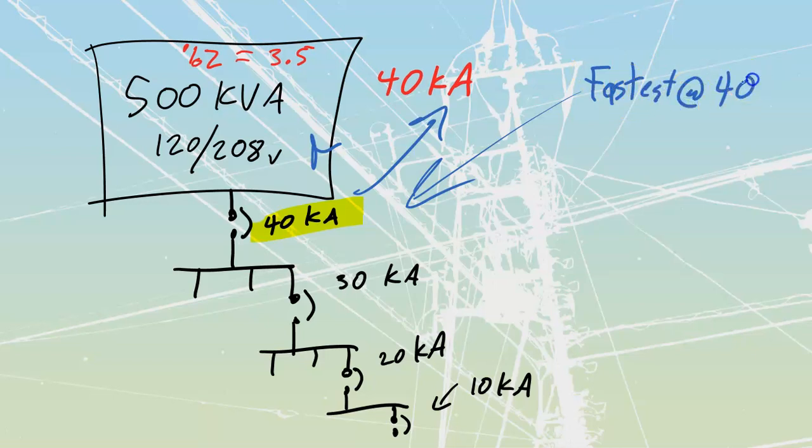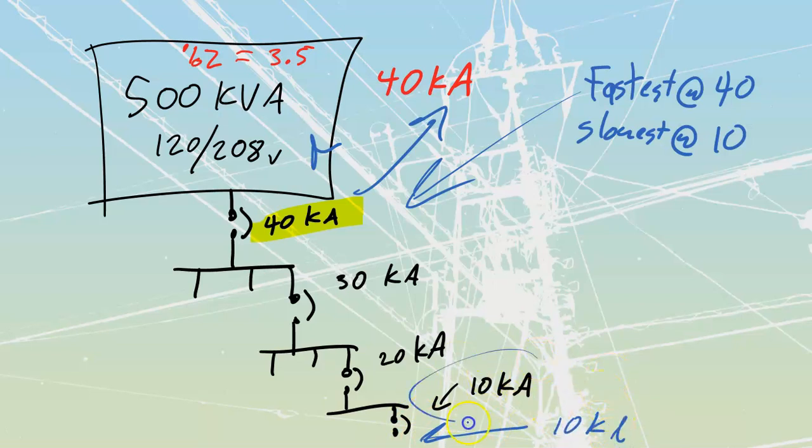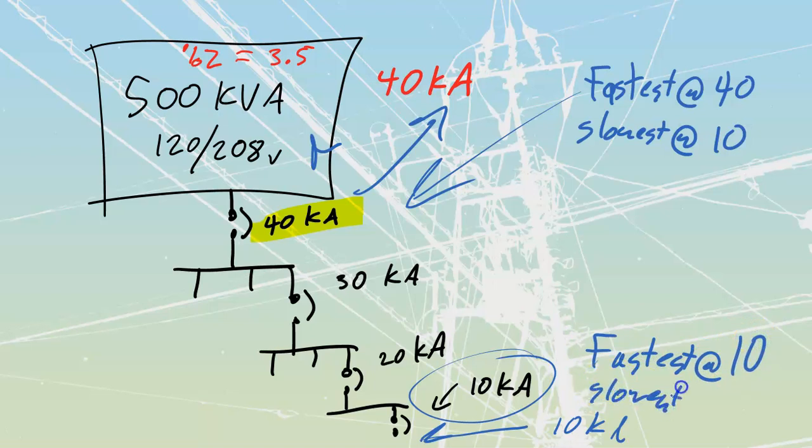Fastest at 40. But I want this thing to be slowest at 10. And the reason is because if I'm all the way down here at 10 kiloamps, it's still going to interrupt 10 kiloamps. But if I've got a fault all the way down over here that is only going to be a 10 kiloamp fault, I would want this thing then to trip this breaker. I'd want this breaker to be the fastest at, let me just break that out, 10. And the slowest at 40 kiloamps over here.